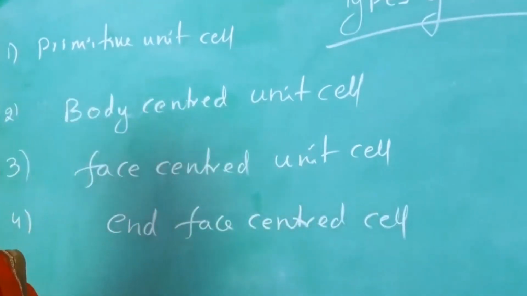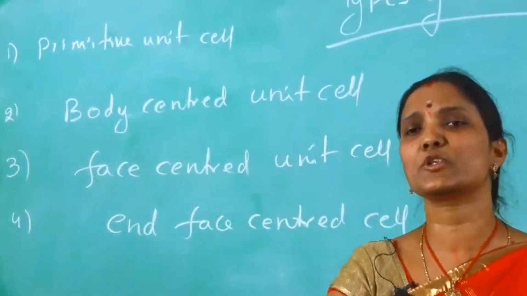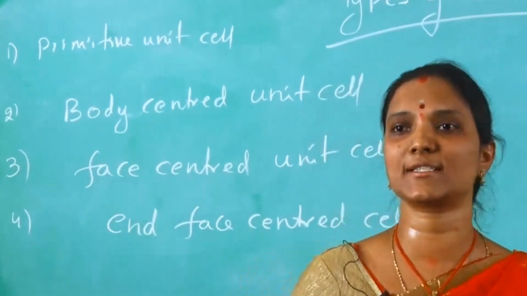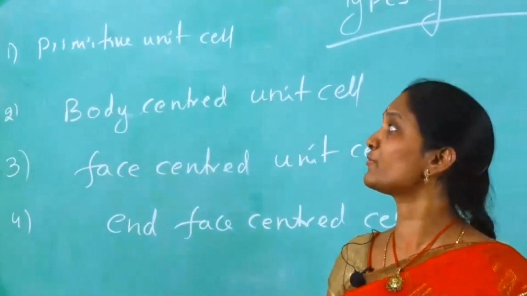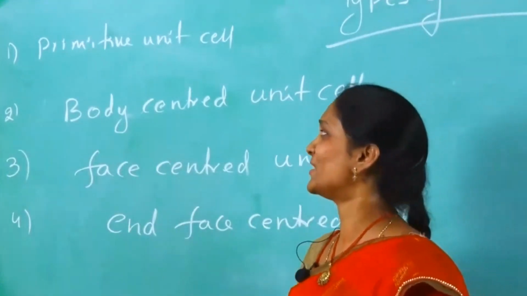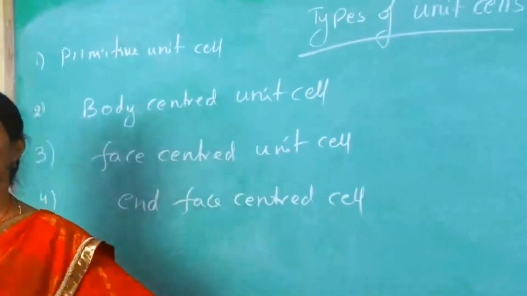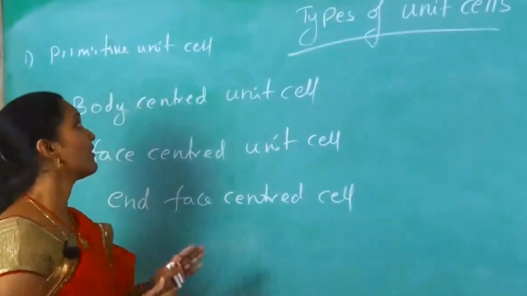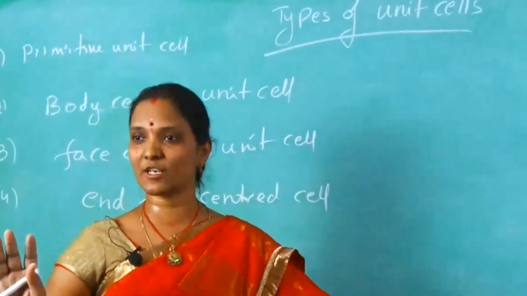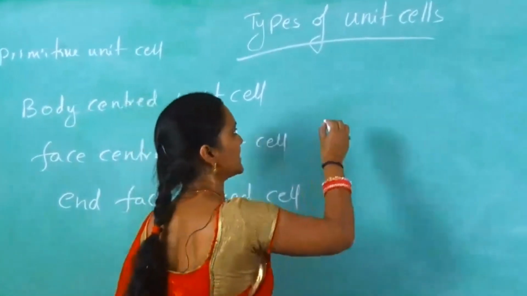So 4 types total: 2 types of unit cells, and in the second type again 3 types. So totally how many types of unit cells are there? We should answer, 4 types of unit cells. What are the 4 types? Primitive unit cell, body centered unit cell, face centered unit cell and end face centered unit cell. These 4 types are based on the position of the constituent particles. What is the first one? Primitive.